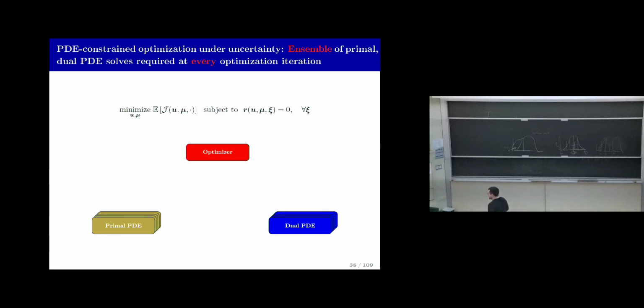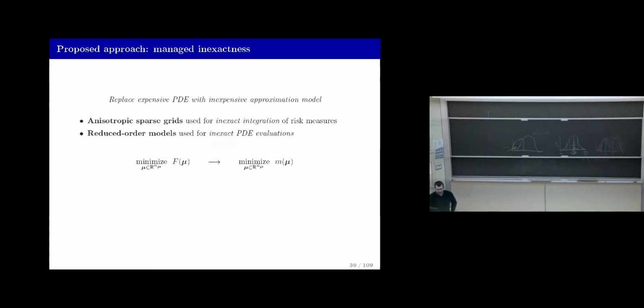So now if we look at this PDE constraint optimization picture, every time we pass our parameter to our primary PDE, we have to solve an entire ensemble of PDEs to be able to compute this expectation. And same thing, we have to solve an entire ensemble of adjoint PDEs. So like I said, if PDE constraint optimization is hard, PDE constraint optimization under uncertainty is ridiculous. So we really need to be able to use some of these approximation methods to have any hope of doing these unrealistic problems. And I'm going to take a very, very similar approach as before.